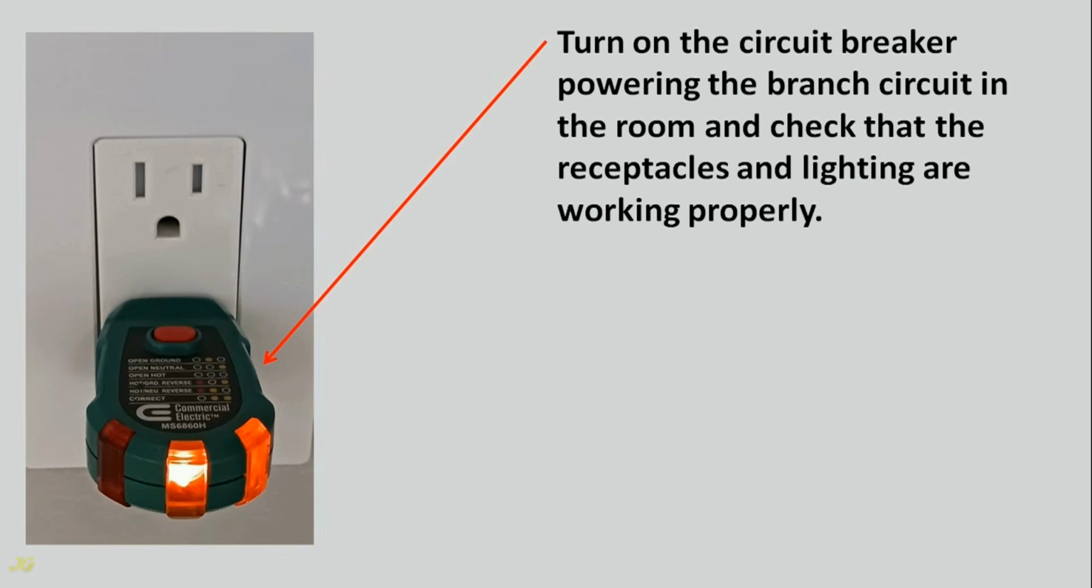Turn on the circuit breaker powering the branch circuit in the room and check that the receptacles and lighting are working properly.